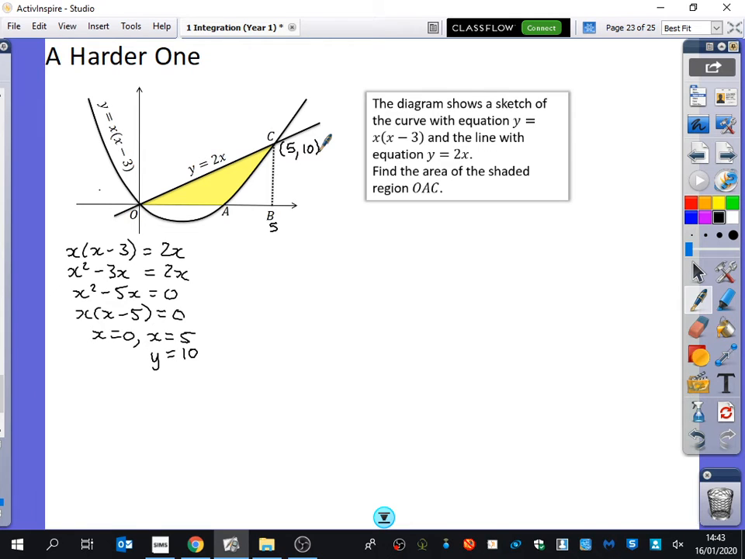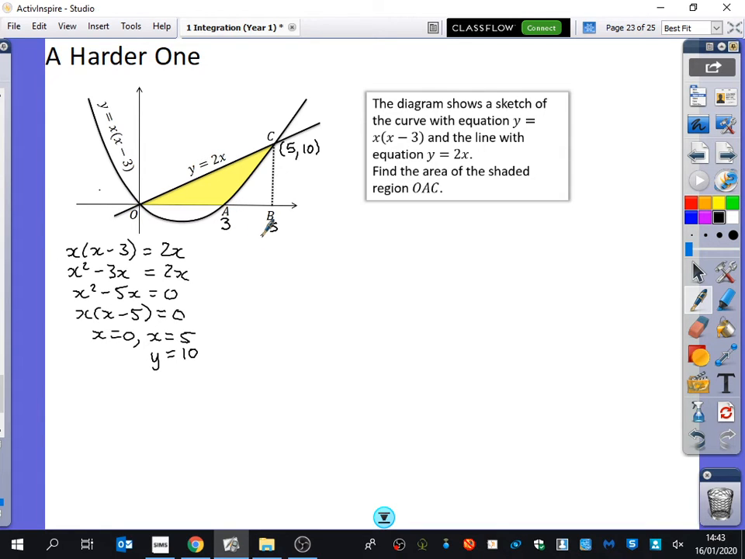Now, probably I'm going to need to find out what the coordinate of A is, because it's on the diagram. Can anybody tell me what the coordinate of A is? 3. How do you see 3? It is 3, but where does the 3 come from, Arisa? Yeah, because this graph is x squared minus 3x, so it crosses at 0, and it crosses at 3.